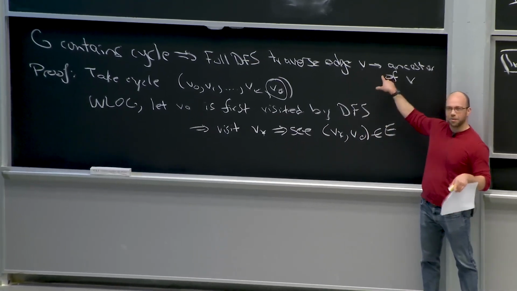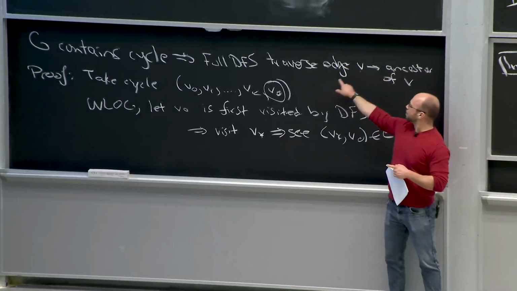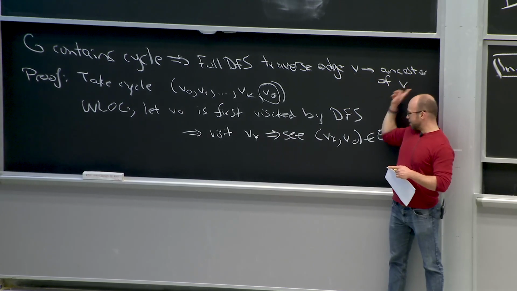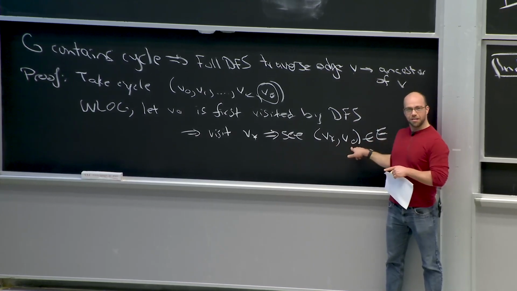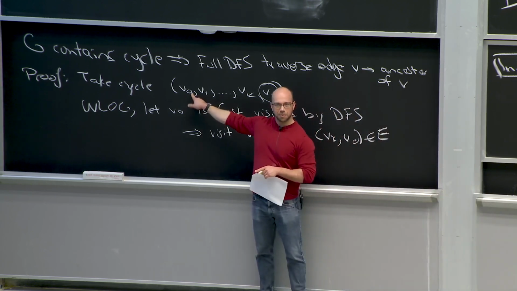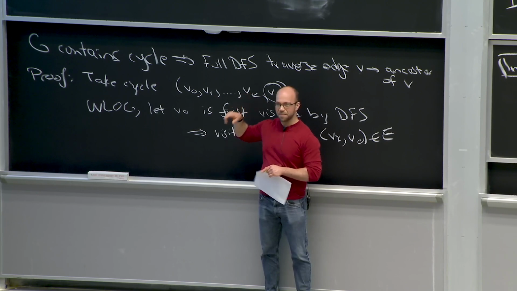Well, notice that's exactly the thing we set out to prove, namely that full DFS traverses an edge from a vertex to one of its ancestors. Here's the vertex VK, here's its ancestor V0. Why do we know that it's an ancestor? Well, because V0 was called in our call tree before any of these other guys.